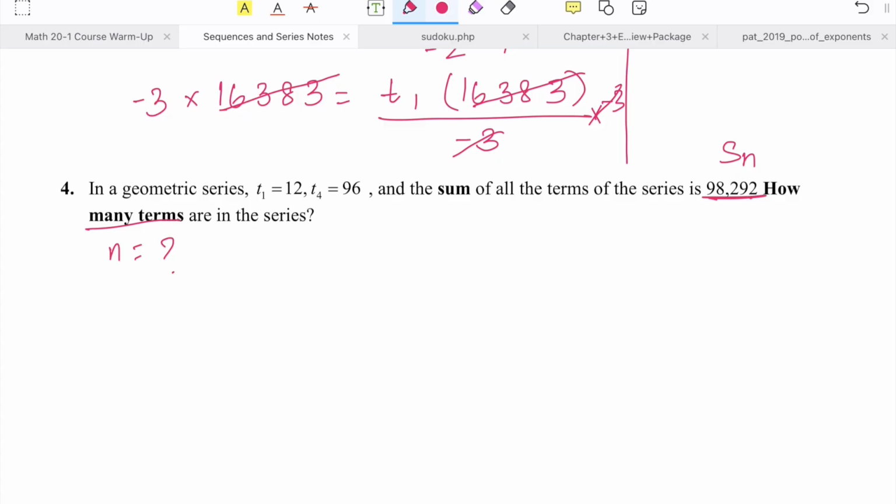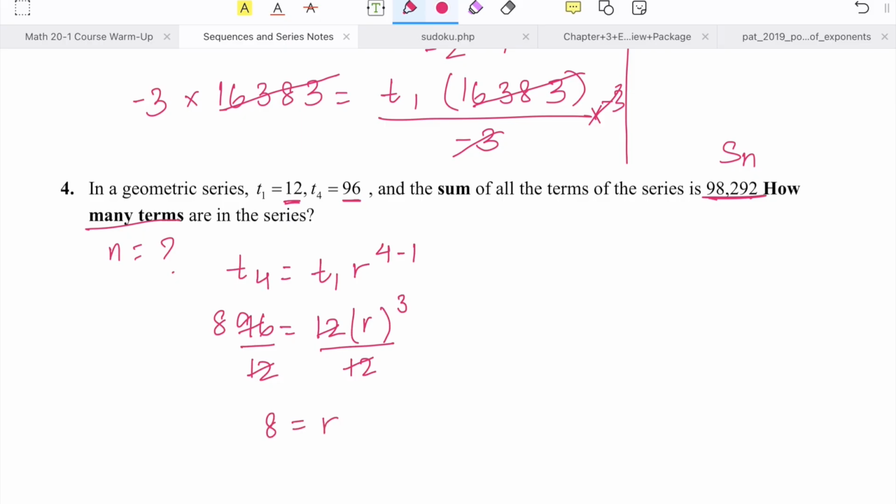So we'll use the formula for T4. The general formula will be T1 times r to the power of 4 minus 1. So we know our T1 is 12. 12 times r to the power of 3. We know our T4 is 96. So we'll put that in. Isolate r, which will be divide both sides by 12. 96 divided by 12 is 8. 8 is equal to r to the power of 3. Cube root both sides. 2 is equal to r.